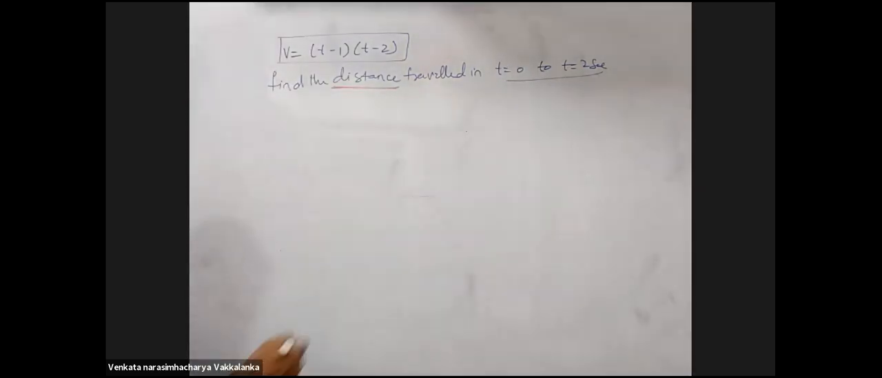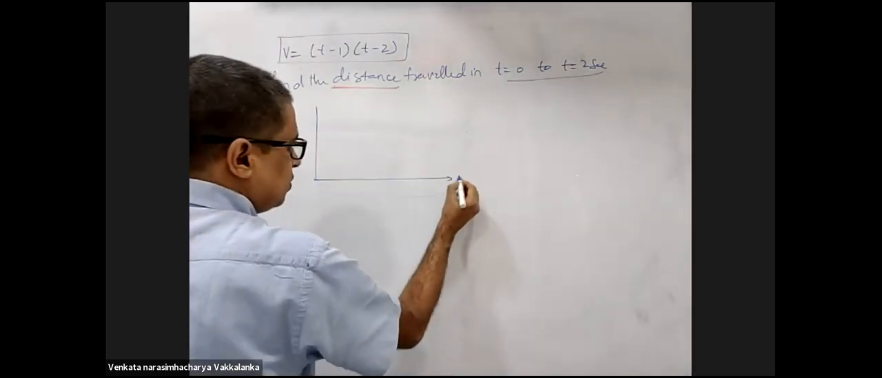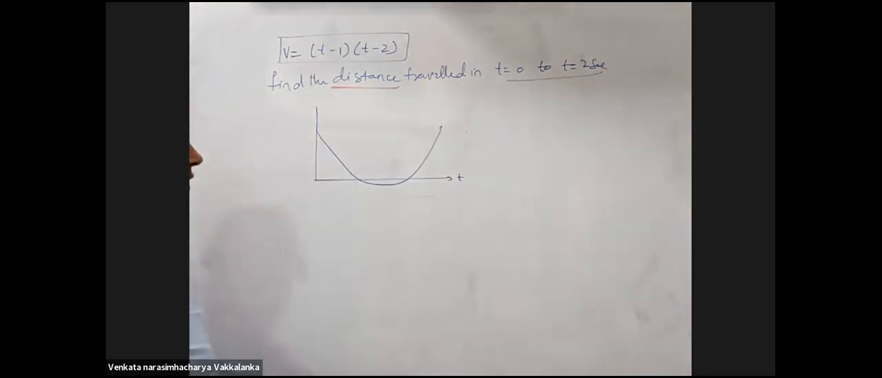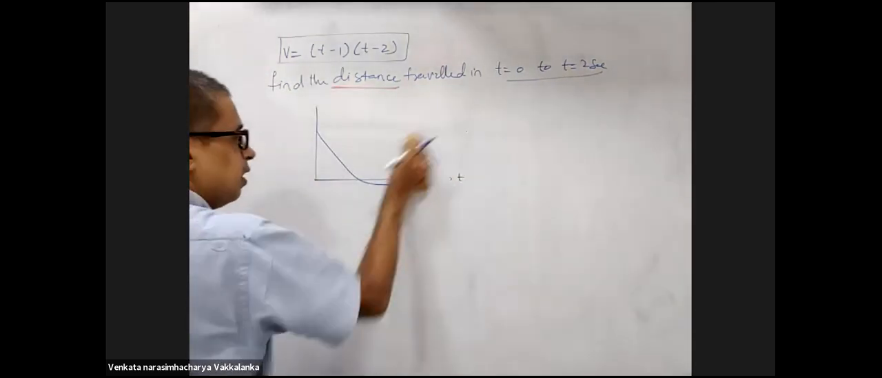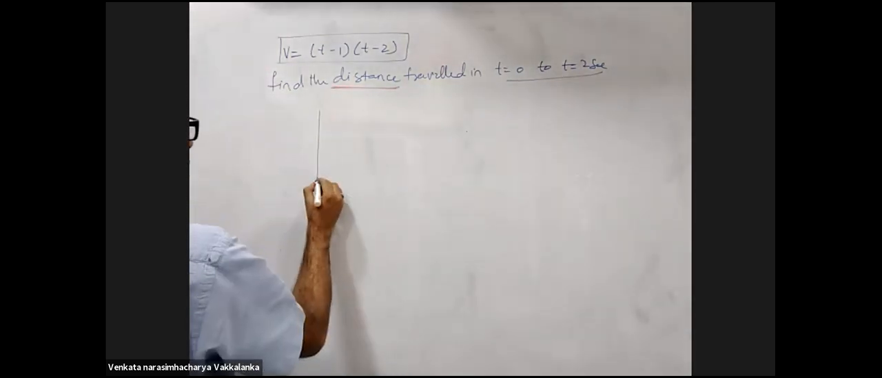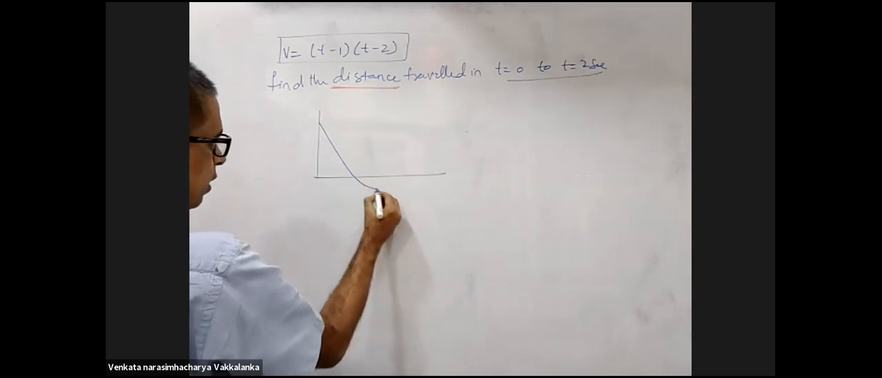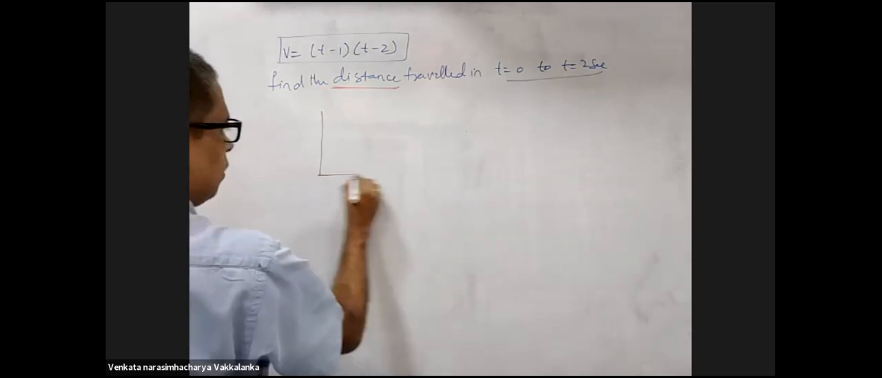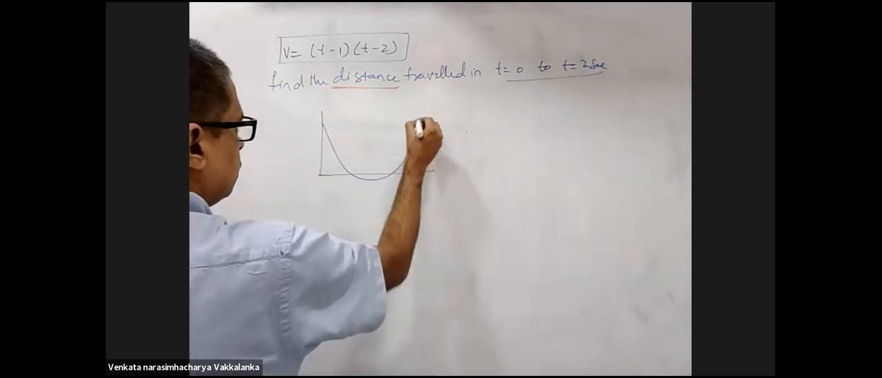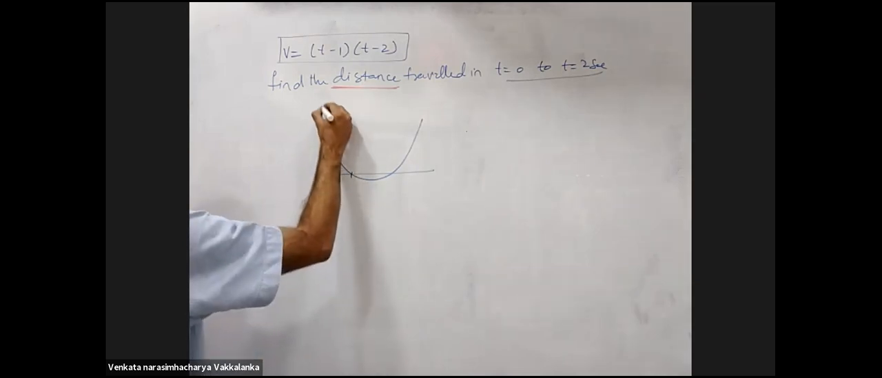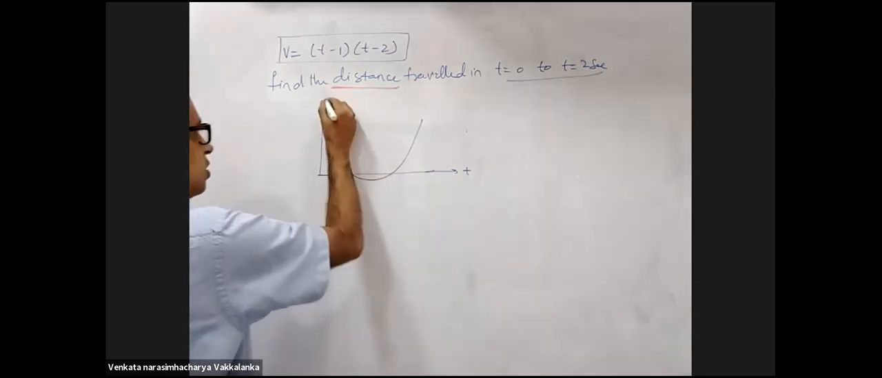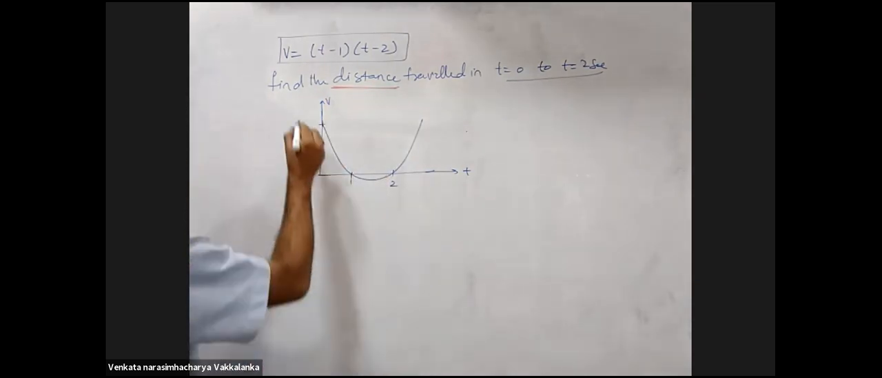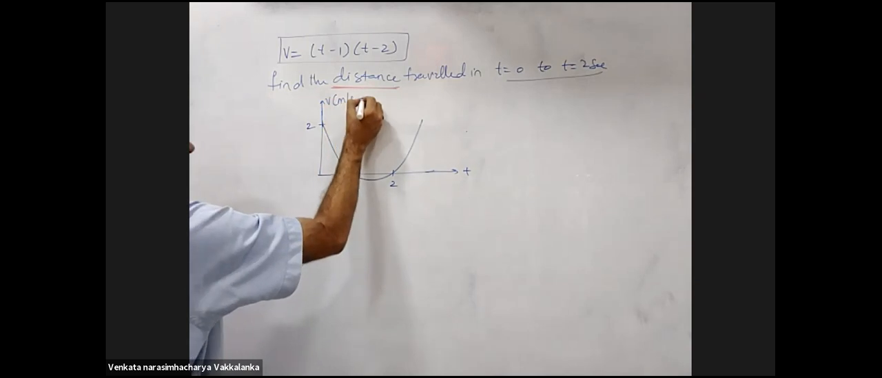Okay, listen. Firstly, this is the graph. I wish I could draw it well. I'll make it a bit amplified. This is time, this is velocity, this is 1 and 2, right? This will be 2 in meters per second.